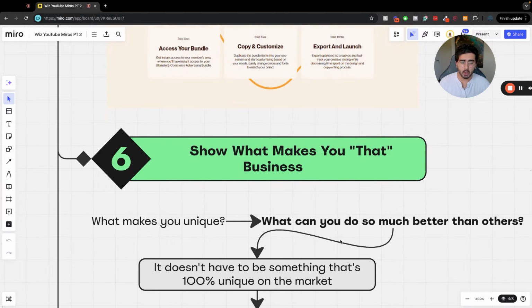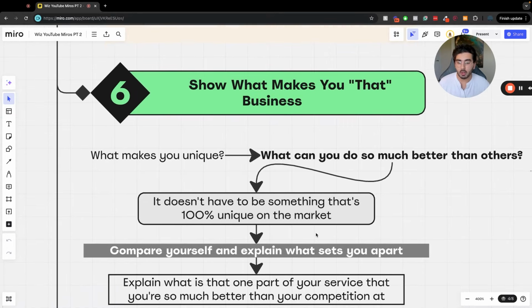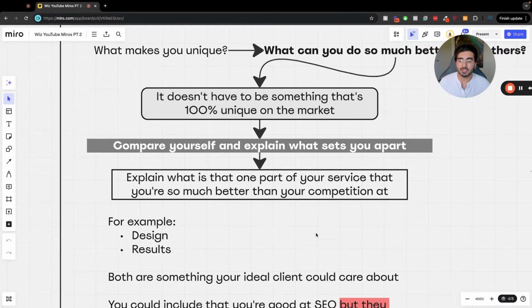Number 6 is going to be showing what makes you that business, what makes you unique. What can you do so much better than other people? It doesn't have to be something that's 100% unique on the market. Compare yourself and explain what sets you apart.